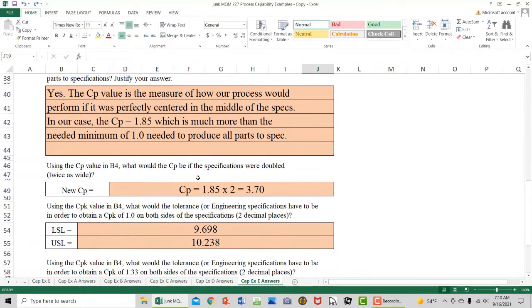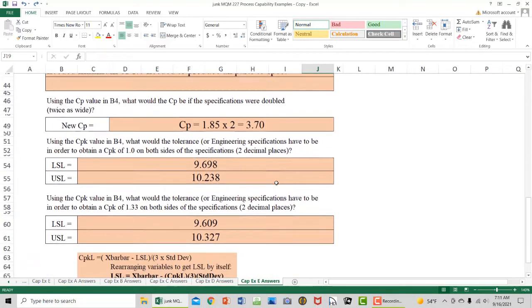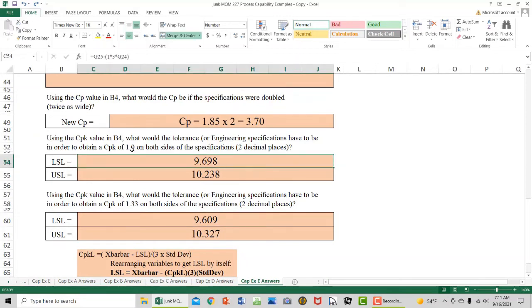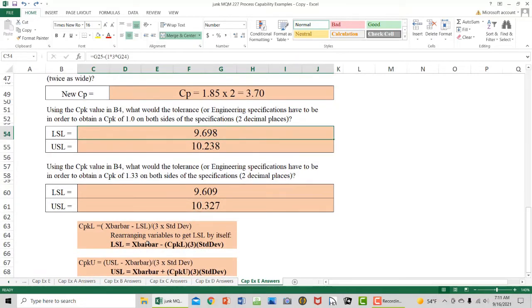And the new CP, if I doubled the specifications, like before, I just take the CP and multiply it times 2, 3.70. A very, very fine CP value. And if I was going to try to set my specifications using my current data to be a CPK of 1, I just say x bar minus 1, because that's my desired, times 3 times my standard deviation. Similarly for this one, I would say x bar plus 1 times 3 times standard deviation.